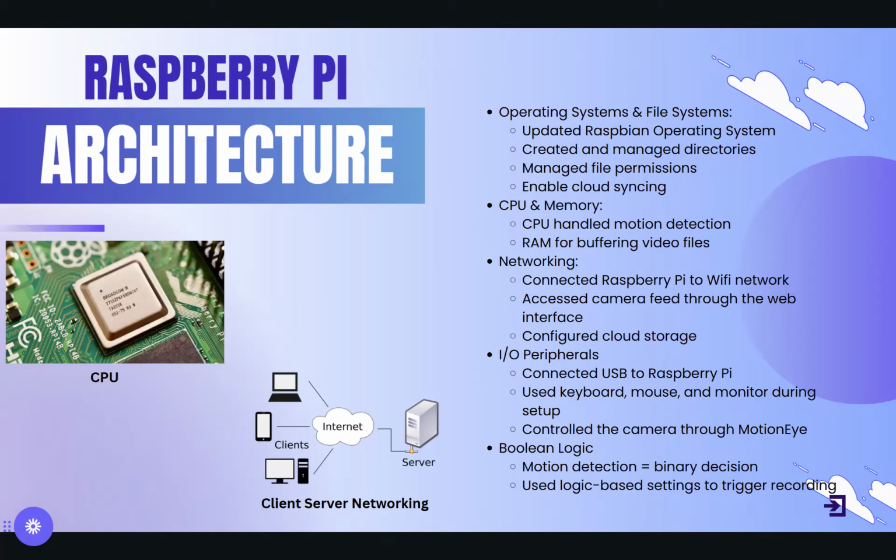And then the Raspberry Pi CPU and memory were put to use constantly in this project. The CPU processed real-time video and handled motion detection through the MotionEye package. And then the RAM was used to buffer video files before uploading them to the cloud. One thing I noticed was that if too many services ran at once, the Pi would slow down or overheat. So that taught me a lot about system resource limits and how to manage that.